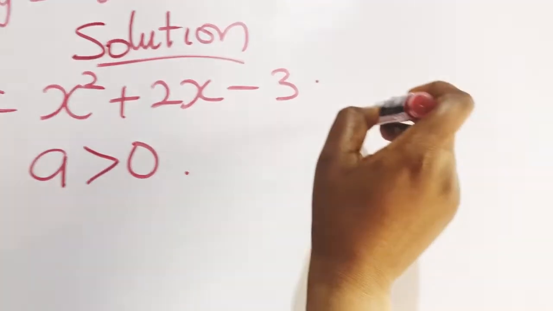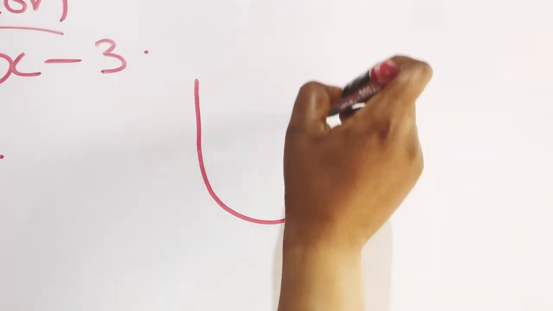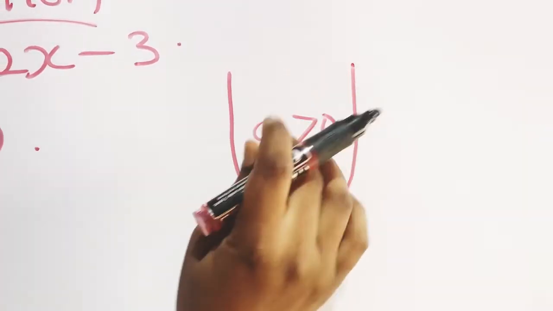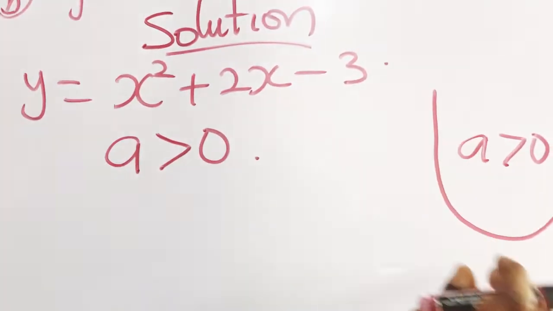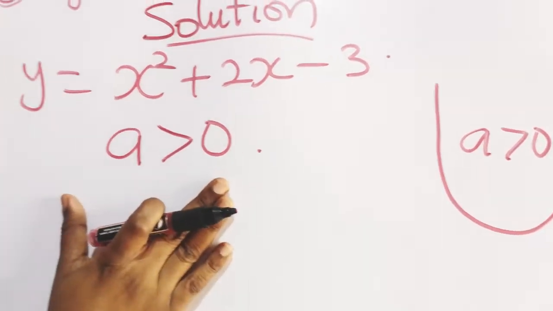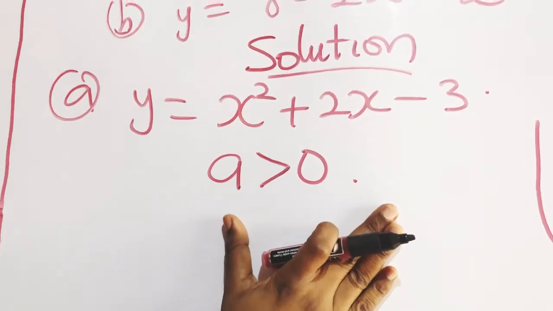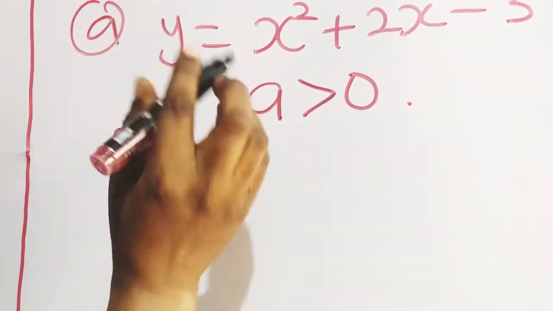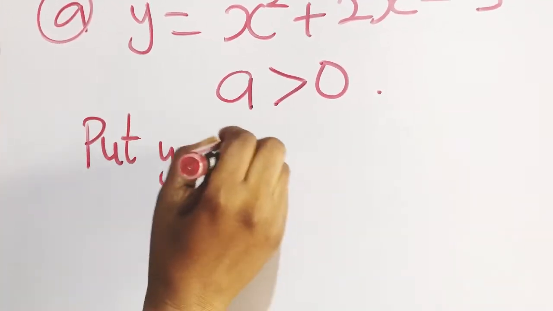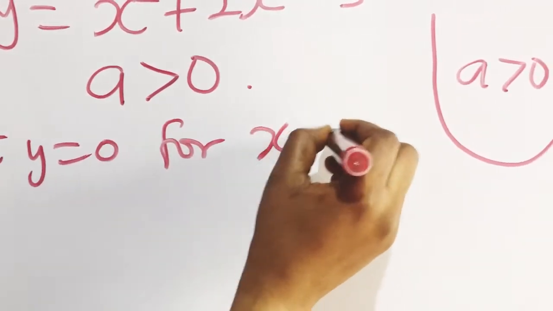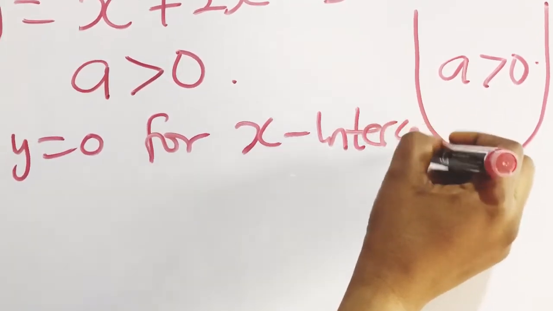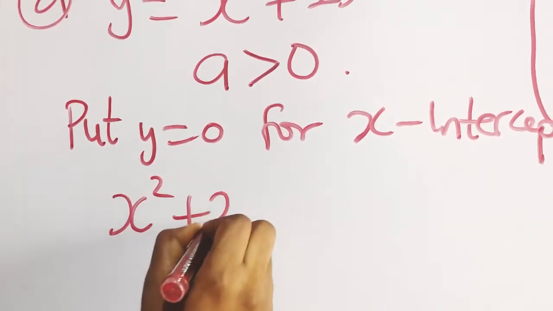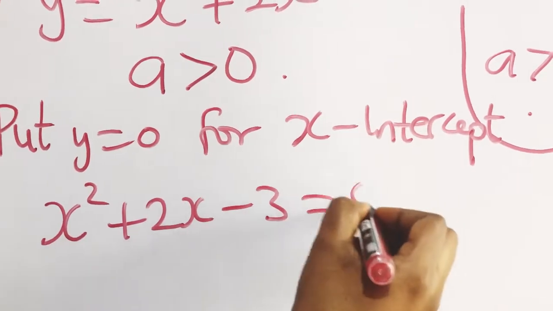That means our graph should look like this. The U shape will look up, that is, when a is greater than 0. Since a is positive, the U shape will look up. Now, to find the x-intercept, put y equal to 0 for the x-intercept. So x squared plus 2x minus 3 is equal to 0.